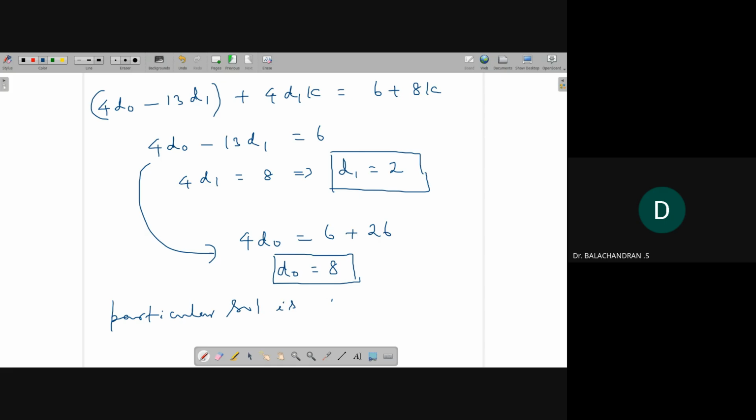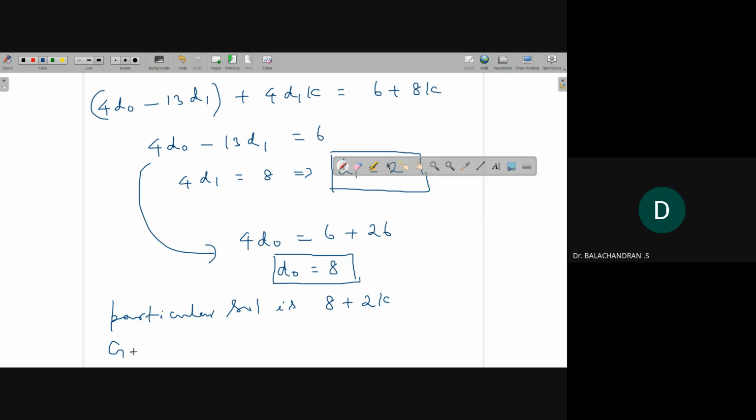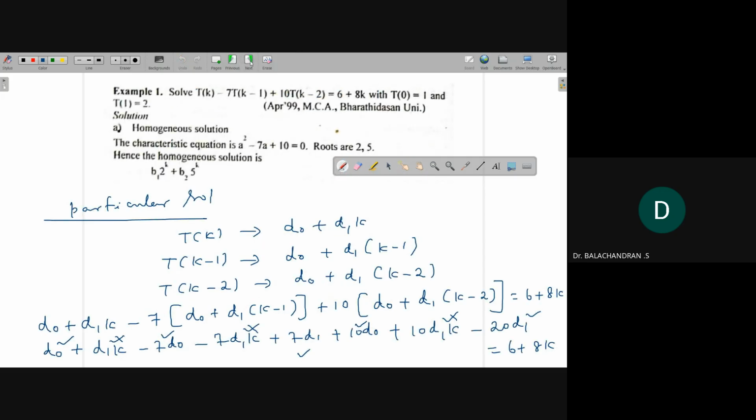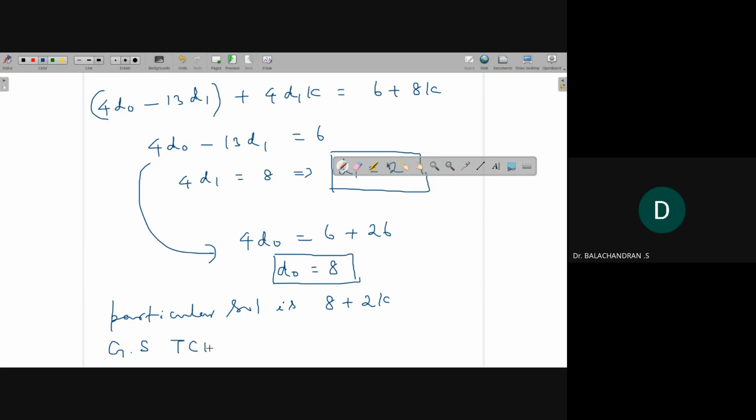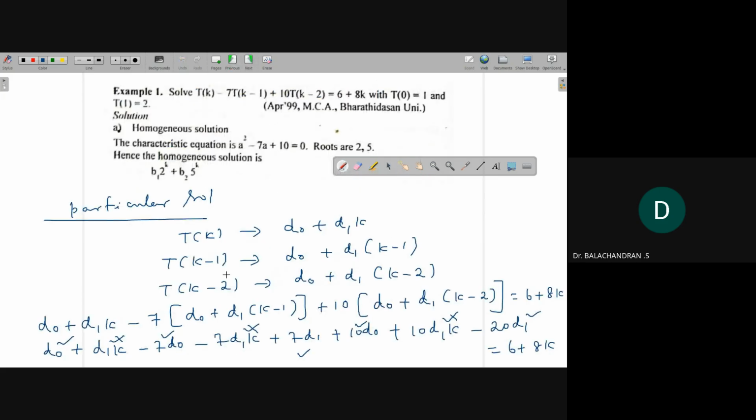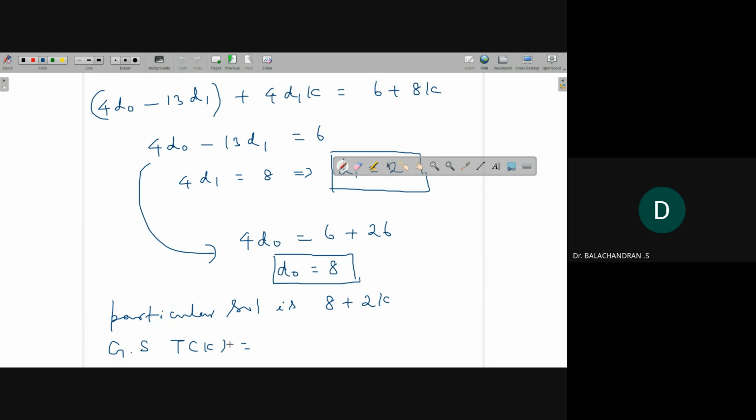So the particular solution is d naught, which is 8, plus d1k, which is 2k. Now the general solution: t of k is the homogeneous solution, b1 times 2 power k plus b2 times 5 power k, plus the particular solution, 8 plus 2k. So that's all. You can verify the answer.